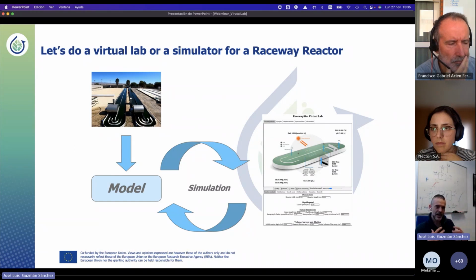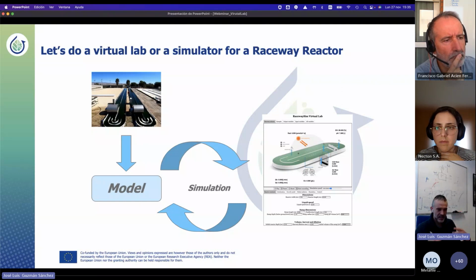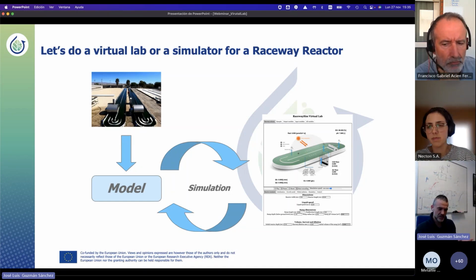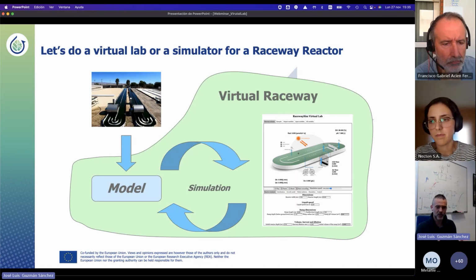And now we are able just to simulate not only the behavior of the system in such a way that we can see what is happening like in a virtual reactor, but also which is interactive. And we can just modify the different parameters and see the effect in real time of this new configuration in the process. So this combination is what at the end we got like a virtual raceway or the online simulator we have developed.